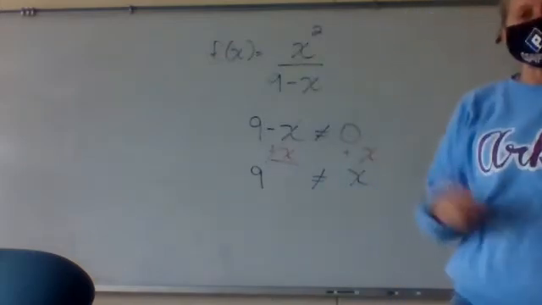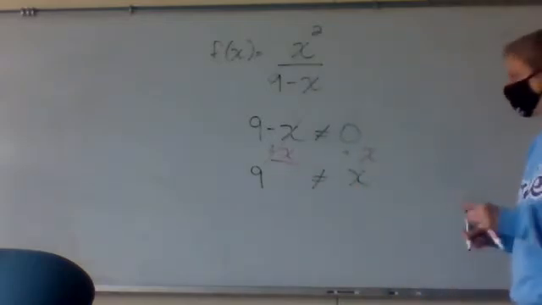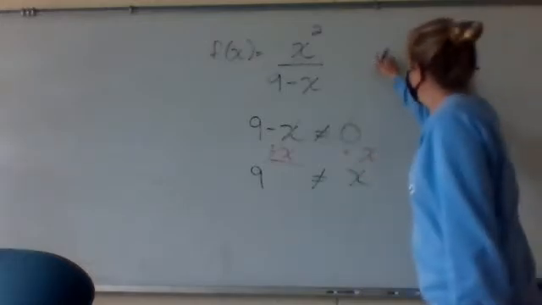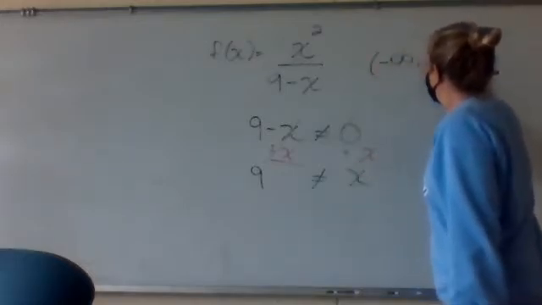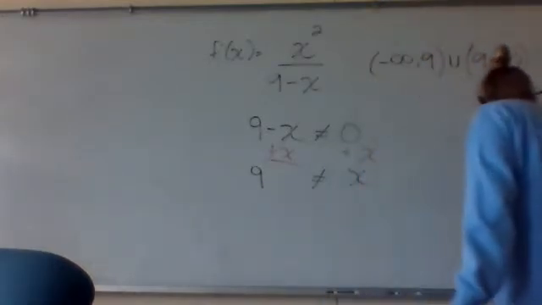So I'm going to show that. It's going to ask you to put in the domain in interval notation. So that's what I'm going to show it as. So all the numbers on the number line except 9 would be from negative infinity to 9 in union with 9 to infinity. So that's all the numbers from negative infinity to positive infinity, excluding the number 9.